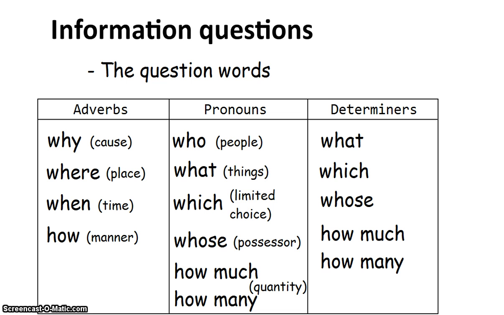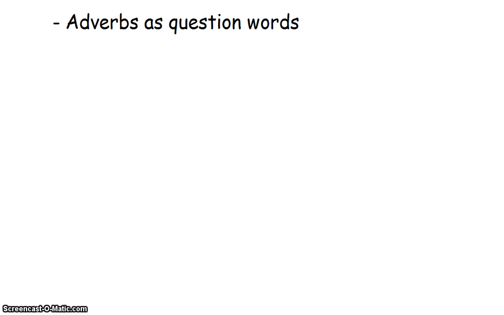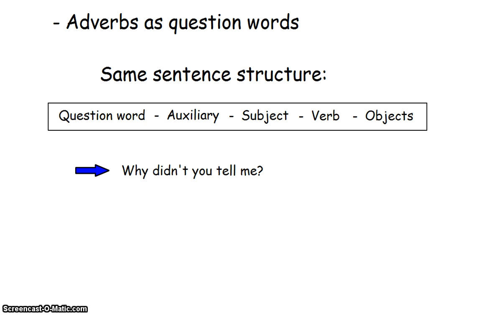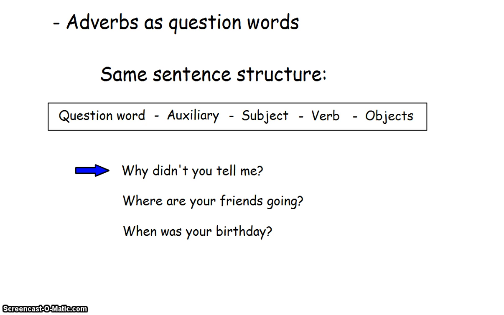Let's see how those question words behave. First, the adverbs. Question words as adverbs are easy because they have the same sentence structure as before, except that they start with a question word, then the auxiliary, the subject, the verb, and finally the objects. Let's see a few examples. Why didn't you tell me? Where are your friends going? When was your birthday? And how do I look?